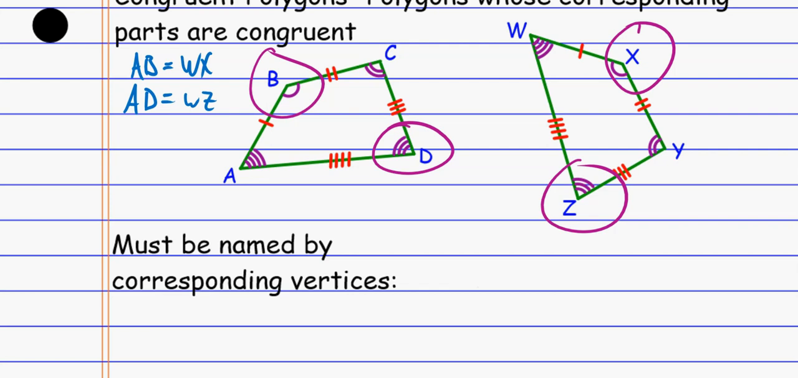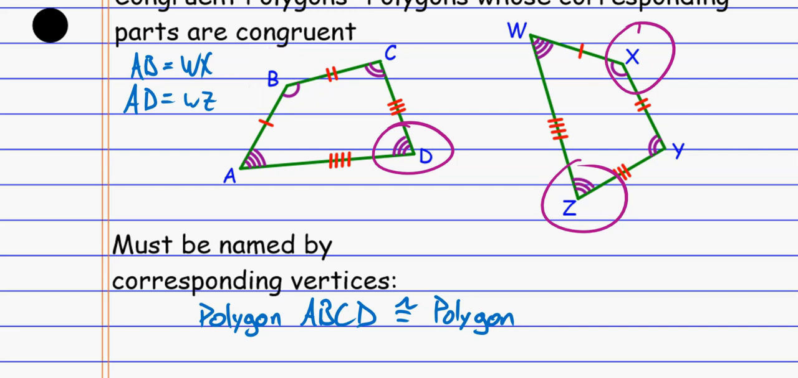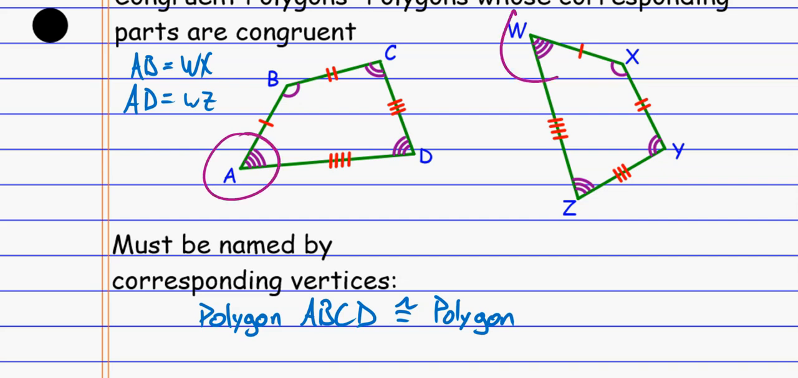If I were to look at that first polygon and call it polygon ABCD, I would say that that's congruent to polygon... Well, I just have to be careful here. I have to look at this and say, I called the first one A, B, C, D. So think about how that matches up. When I look at this, A matches up with W. So if I've labeled the first one starting with A, I label the second one starting with W.